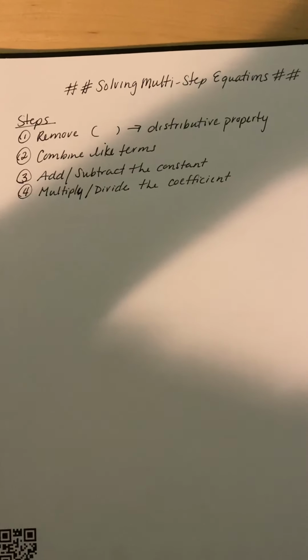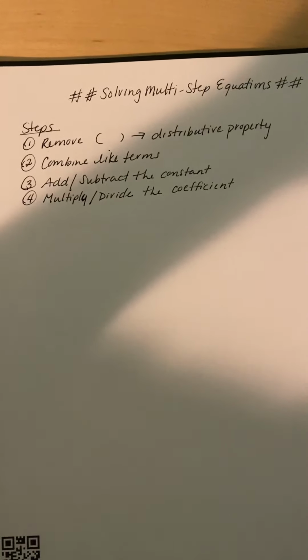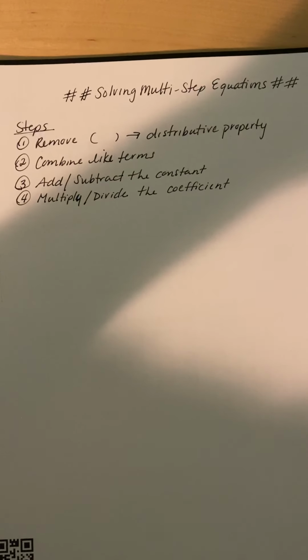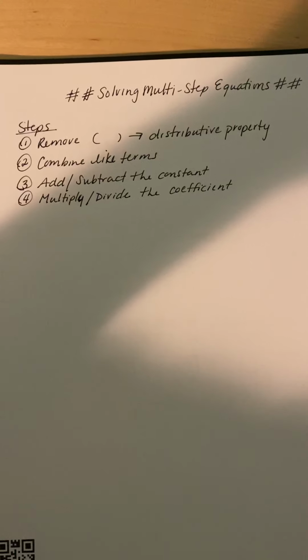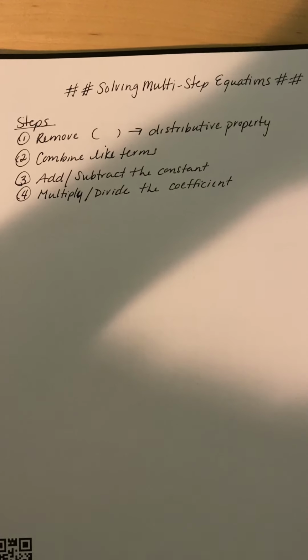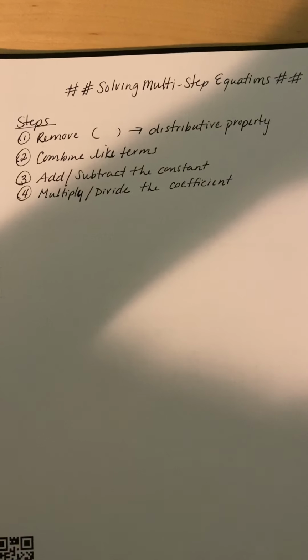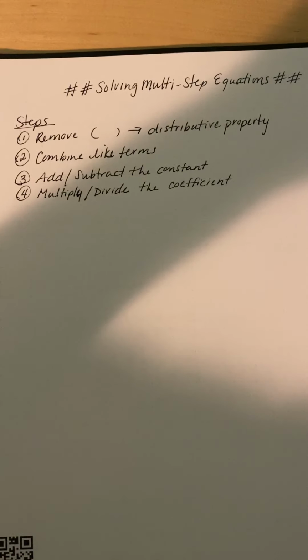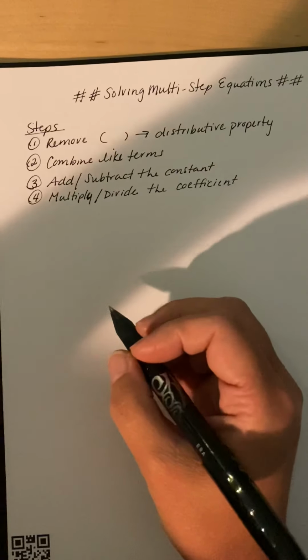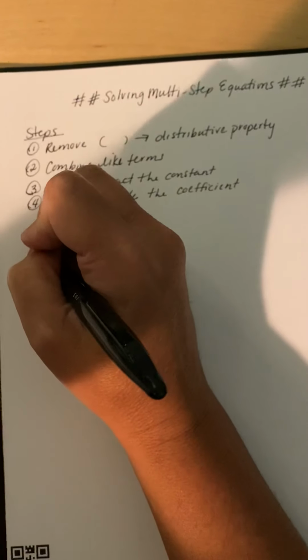So you need to know your steps first of all. Your first step will be to remove the parentheses with the distributive property. Then you're going to combine like terms. Third step will be add or subtract the constant. And fourth step will be to multiply or divide by the coefficient. All right, so let's go ahead and get started with your examples here.